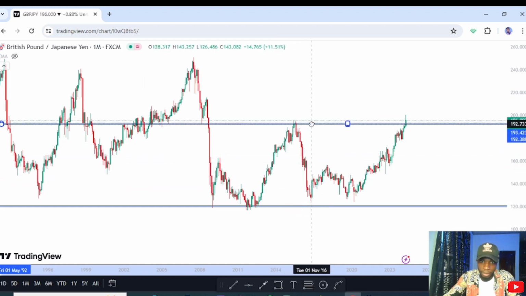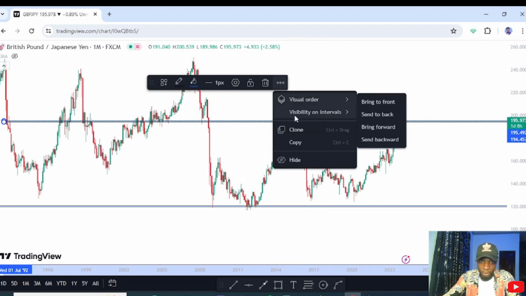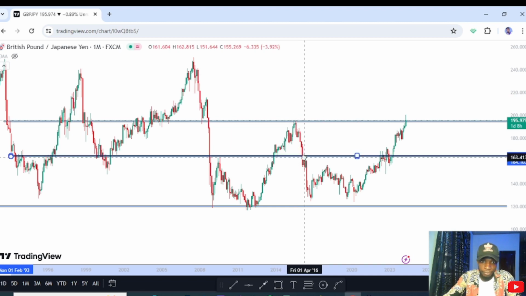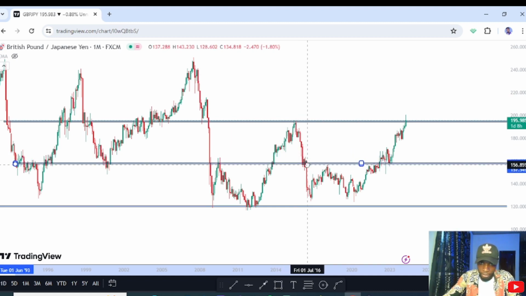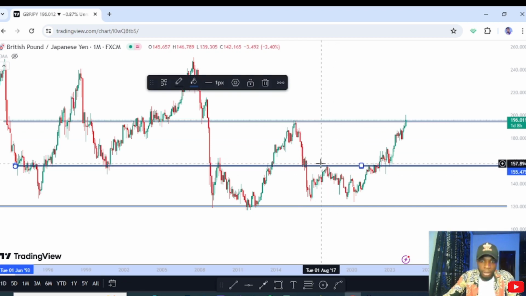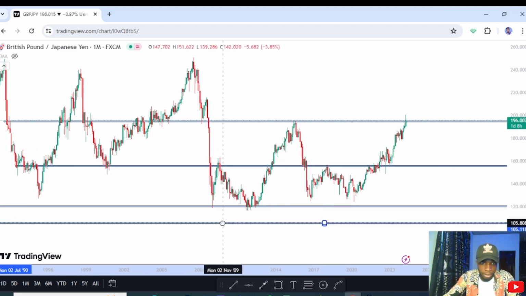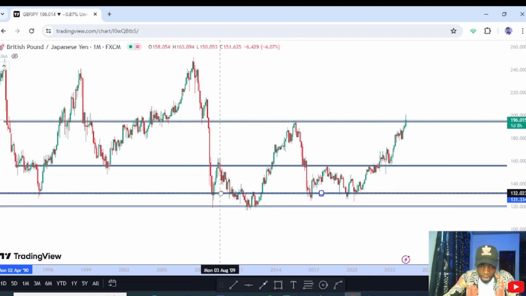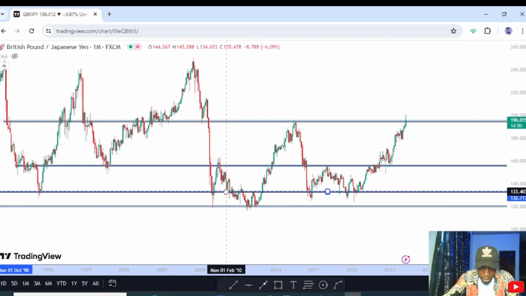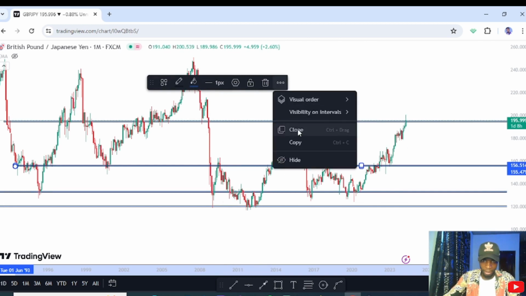I'm seeing something right about here. This is an obvious turning point in the market. I'm also seeing something right about here. I think if I bring it a bit lower to accommodate this one right here. Good. I'm also seeing something within. Yes, it's right about here. I'm also seeing something here.